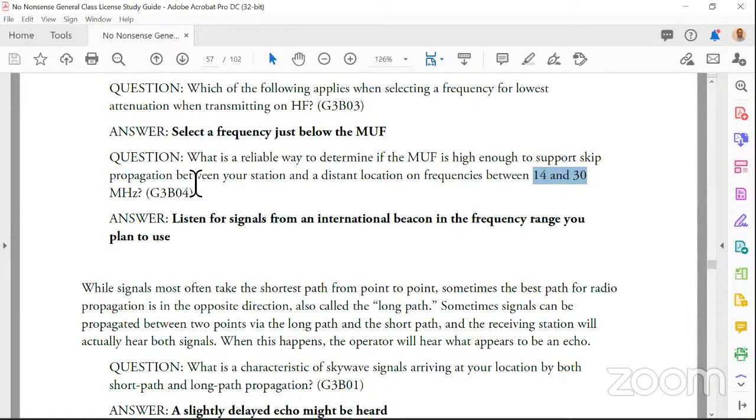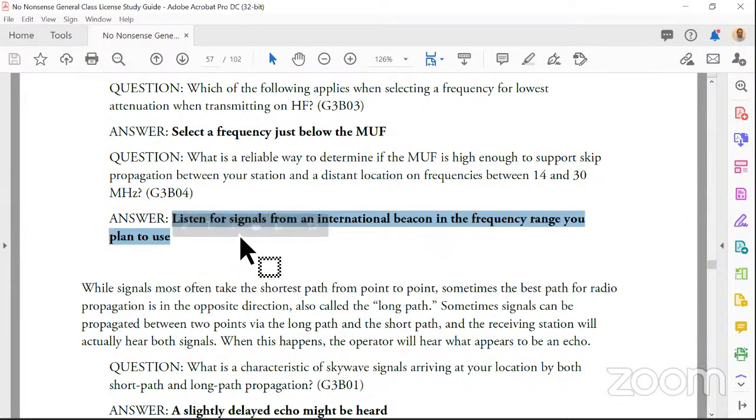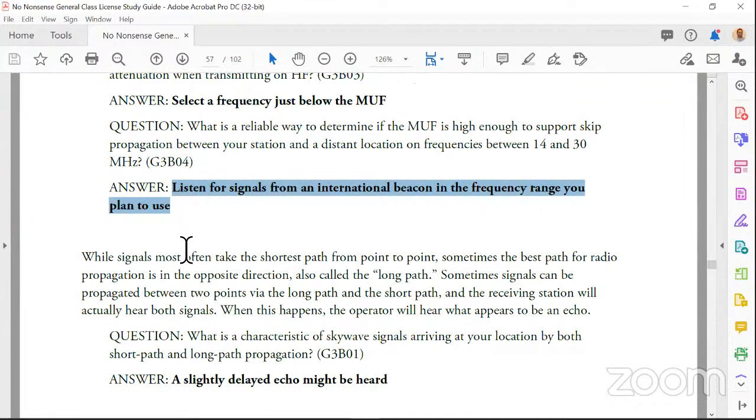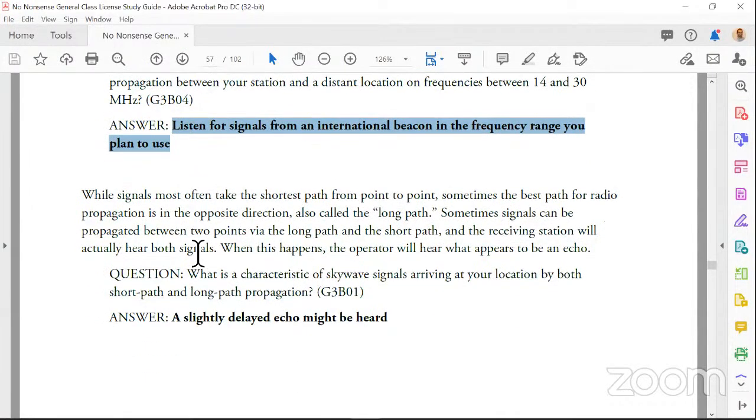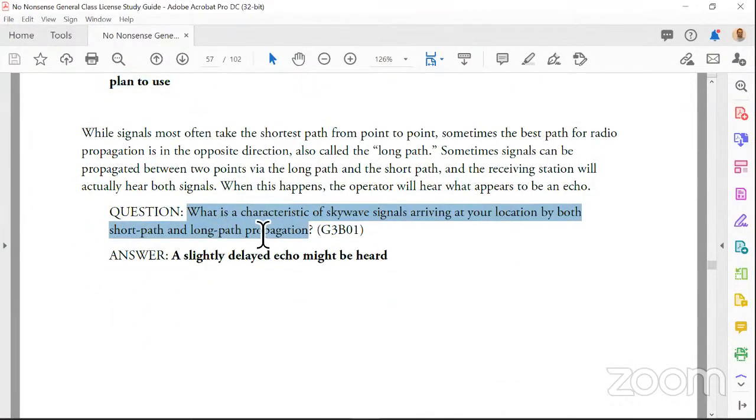Our last session, we talked about beacons. So what we do to determine if it will work is we listen for signals from an international beacon in the frequency range you plan to use. So if you listen to that beacon, which is a transmitter that is sending out a signal periodically, and you hear that, that means, guess what? Yes, that frequency will support propagation. So that's how you determine. Listen to the beacon. Next question.